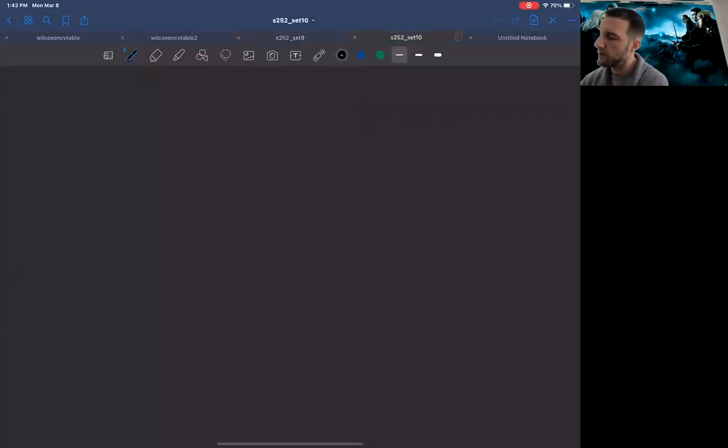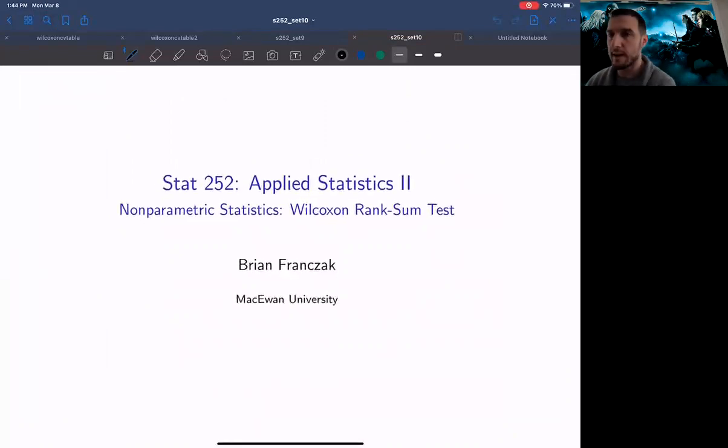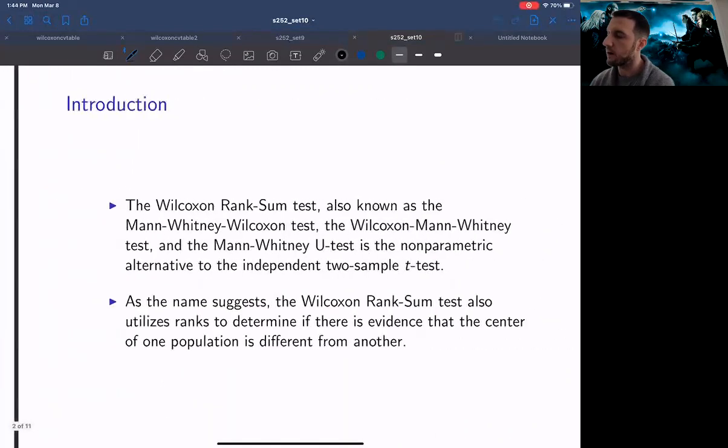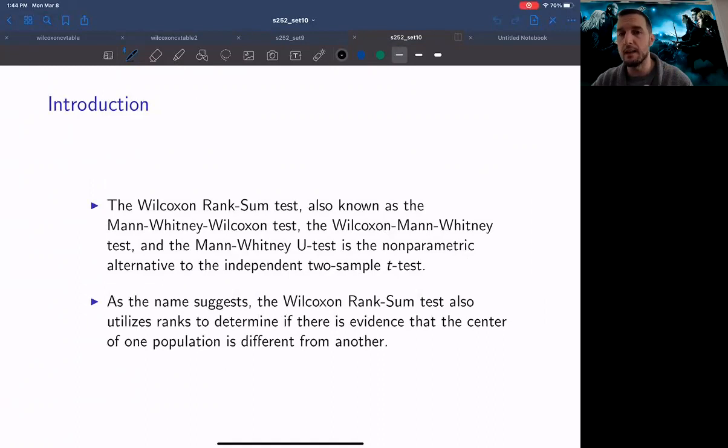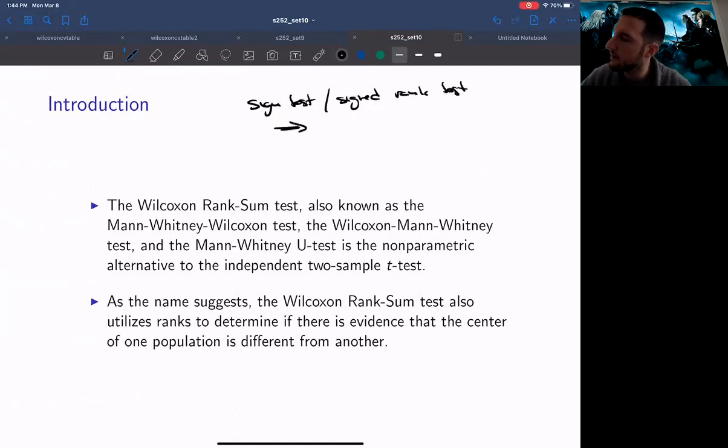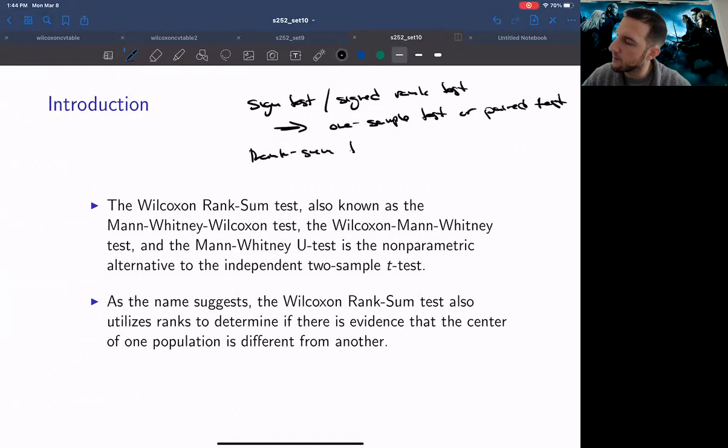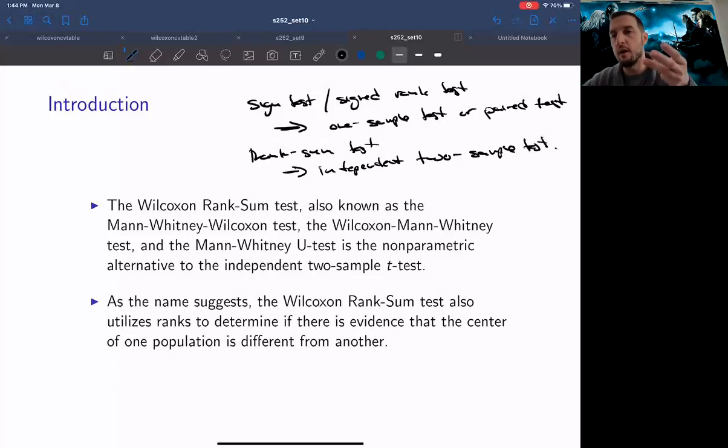The next procedure that we're going to talk about, which is the focus of lecture set 10, is the Wilcoxon rank sum test. The rank sum test is our alternative to an independent two sample t-test. Okay, so again, so far we have the sign test and signed rank test, and this is the one sample test or paired test. Okay, now we have the rank sum test, and this is our alternative to the independent two sample test. All right, so this is going to be our third non-parametric approach, and it's an alternative to another one of the parametric types of tests that we studied in this lecture set, in particular the independent two sample test.